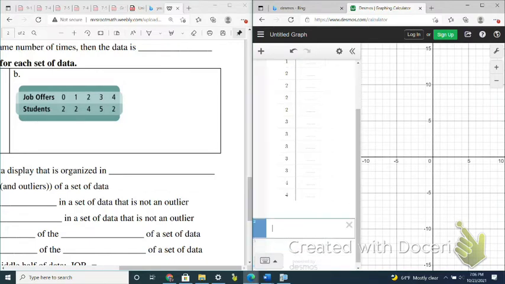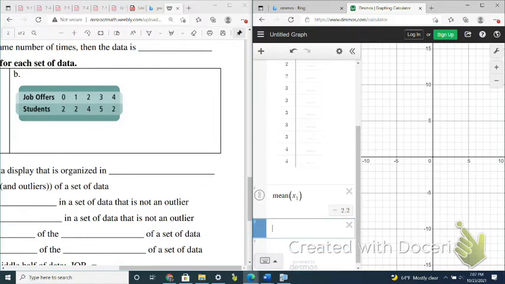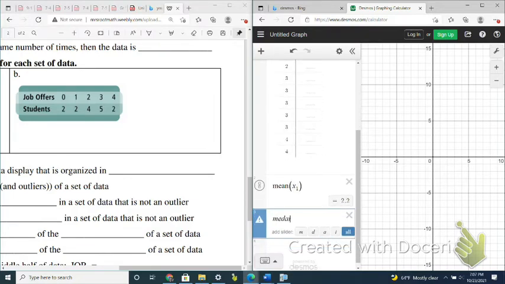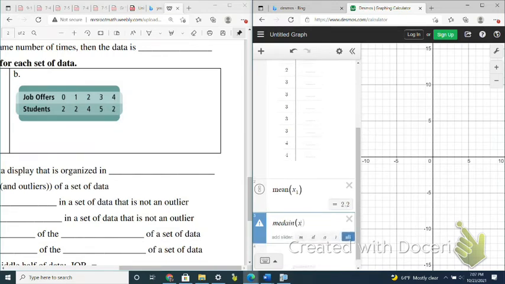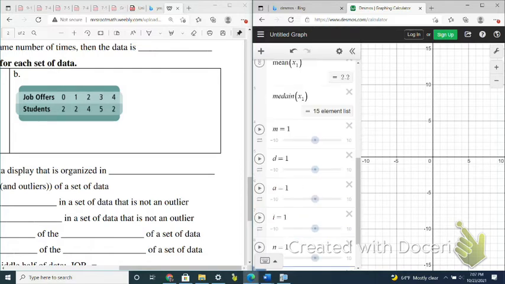Once you have your data in your table, then I can type just mean, parenthesis, and I want the mean of my X1, because X1 was the list I just put it in. So there's my mean. I can do the same thing for median, parenthesis X1, and you don't have to do anything to get a subscript.